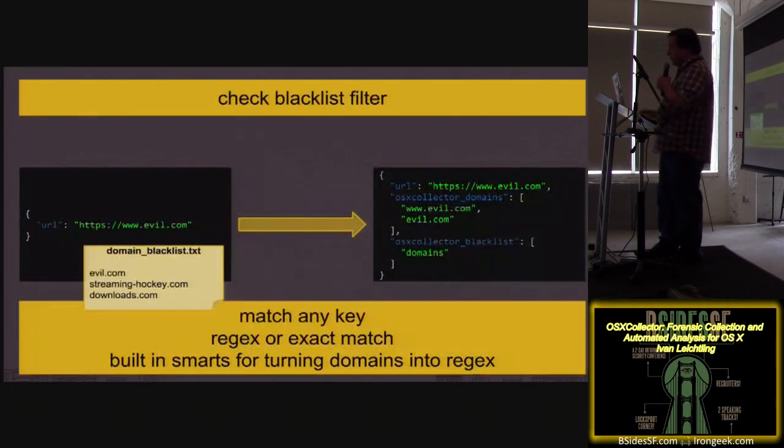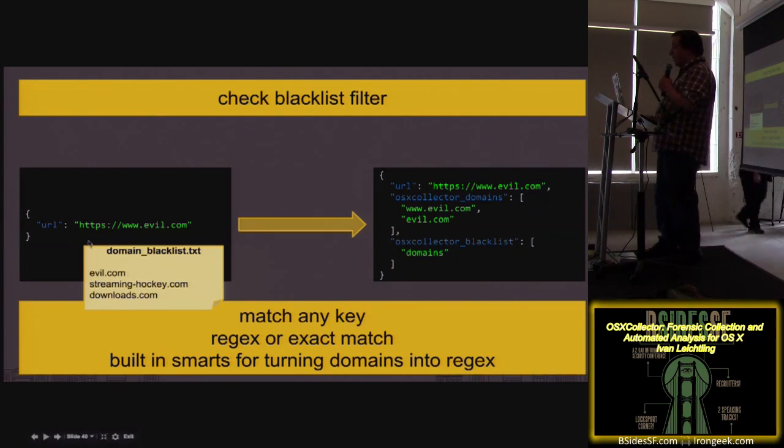So OSXCollector has a blacklist filter. It can basically match whatever you want: file hashes, parts of file names, domain names. It has some special smarts. If you tell it, hey, this is a blacklist of domain names, it turns them into regexes, so it really finds domain names, which is cool. It also has an idea where you can tell it, these are bits of terms or fields, and you can basically match whatever you want. You can do regexes, you can do exact matches, and so that's great.